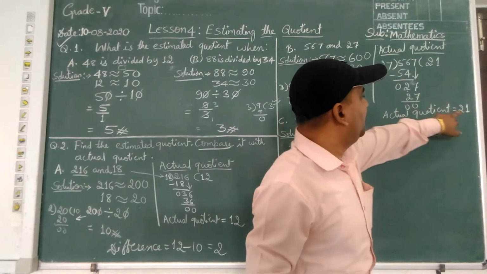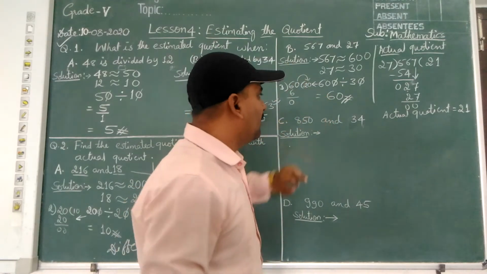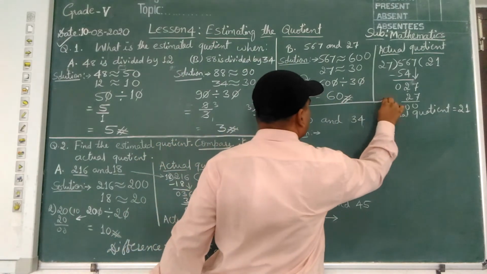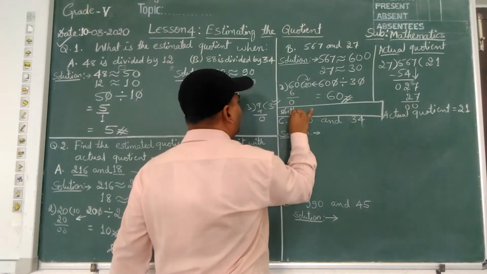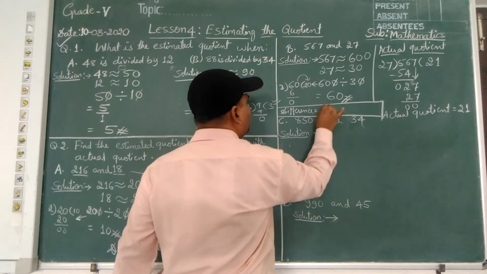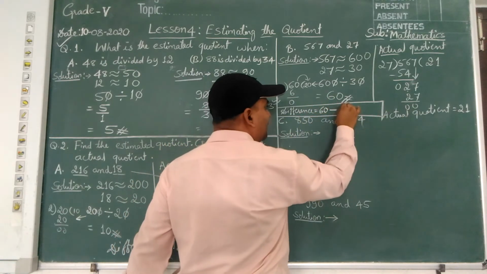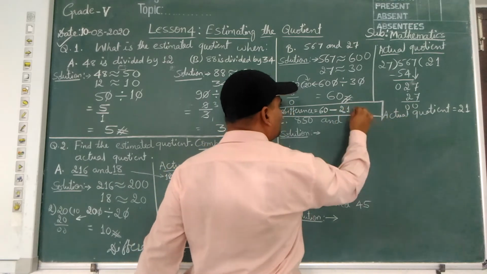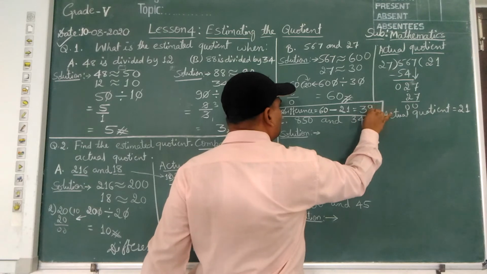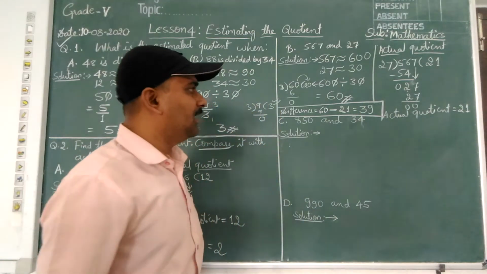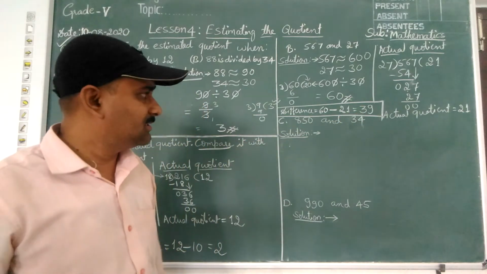Actual quotient 21. Estimated quotient 60. Now find the difference. Difference: that is 60, the estimated quotient, minus the actual quotient 21. You will get 39. So this is the comparison, right?